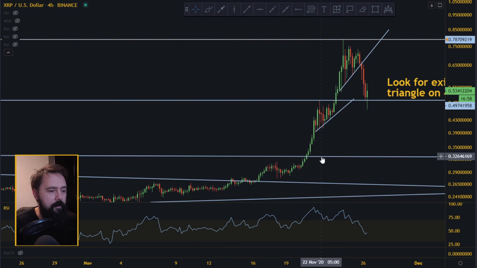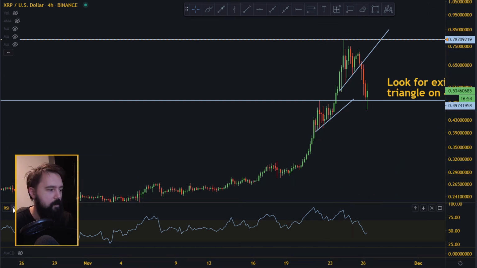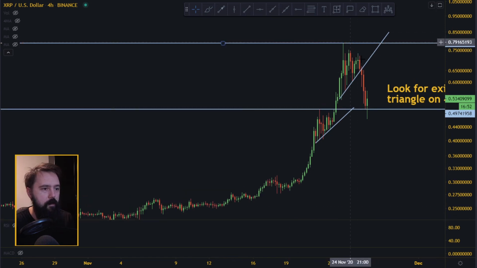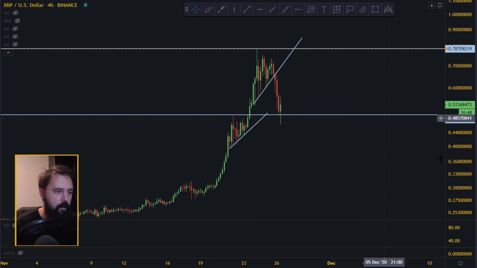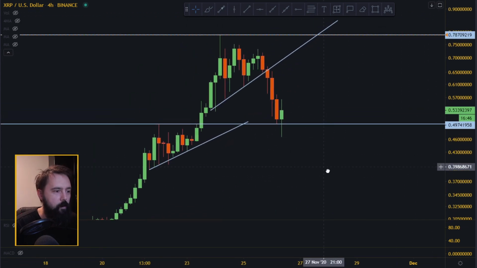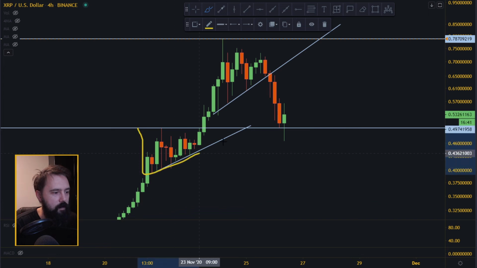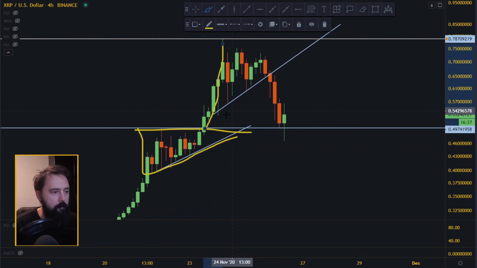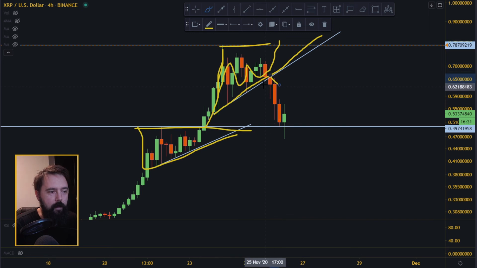So I had, let me just remove some lines so you can see this better. Basically what we had here is some kind of triangle that the price was moving in, right? And once we broke the triangle, we got this pump. Now we had the second triangle over here that I was expecting we were going to break on the upside, and we didn't. We broke on the downside.